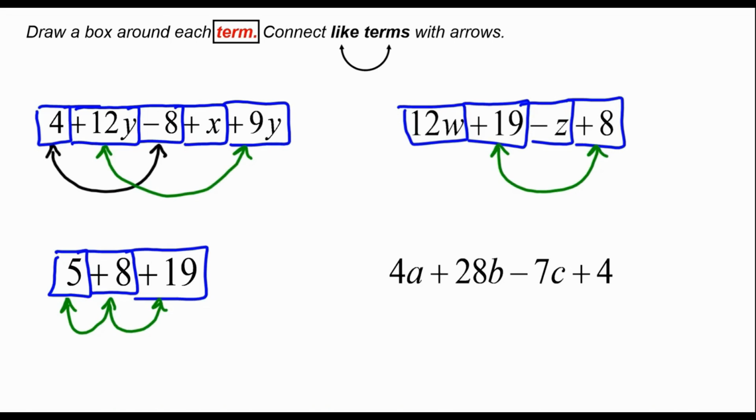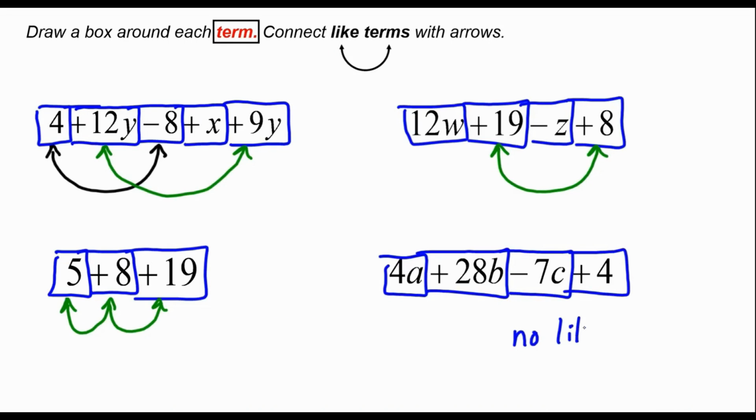And then the last one, 4a plus 28b minus 7c plus 4. This has four terms. There are no terms that have an a in it besides the first one. No other terms have a b in it. No other terms have a c in it. And no other terms are constants. So actually, this expression has no like terms at all. So that is a possibility. There are no like terms in that expression.